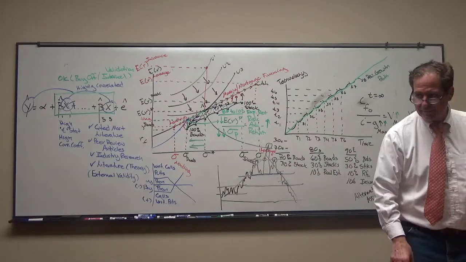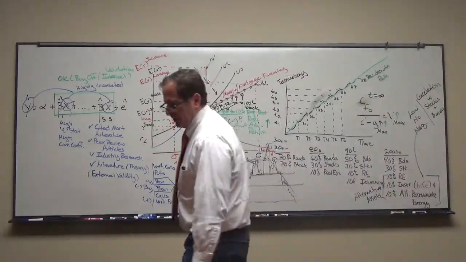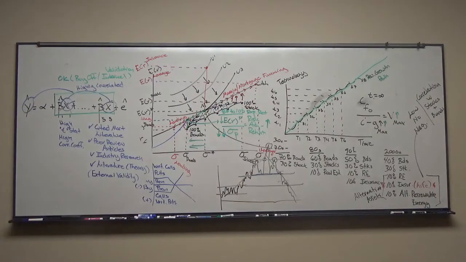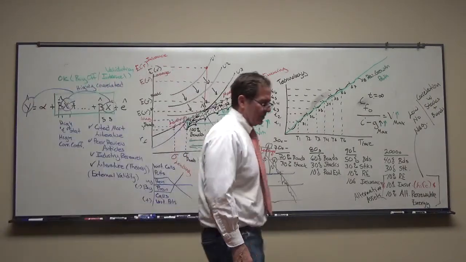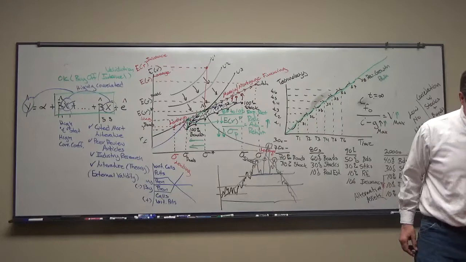So I got 870. Let's see, what was the answer? 868.43. It's just rounding, the decimal point thing. So that's close enough.